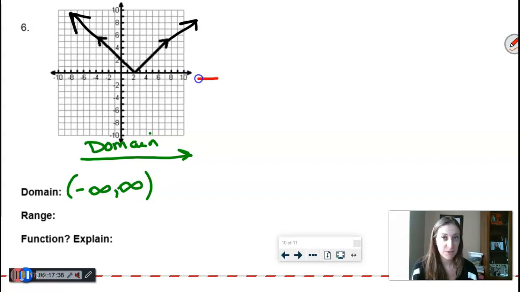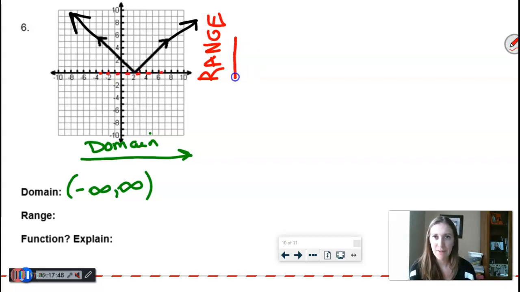The range, this one tricks kids, so be careful. I think everyone has the right intention when they give me the range. They just get a little confused. The range is low y value up to the highest y value. Think about what y value is right there. That is a y value of 0. So the range starts at a height of 0, and then it goes up, up, up forever to infinity.